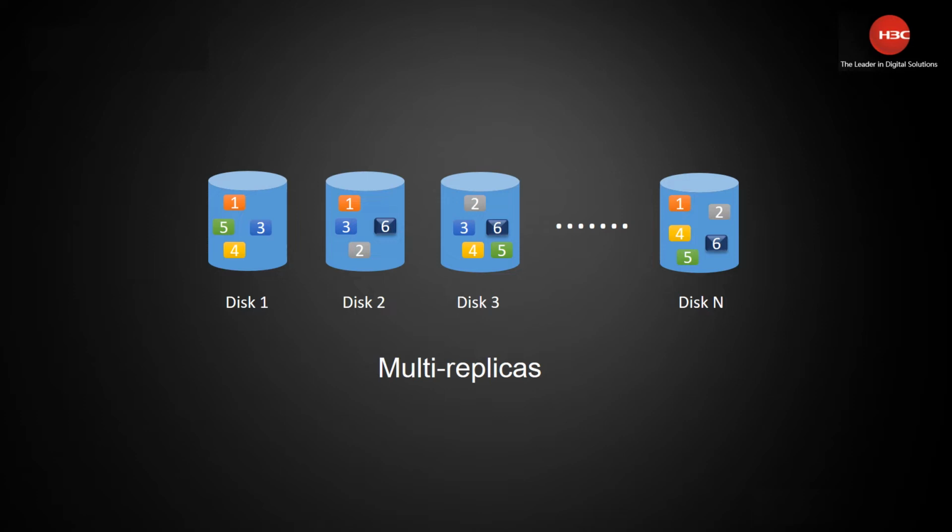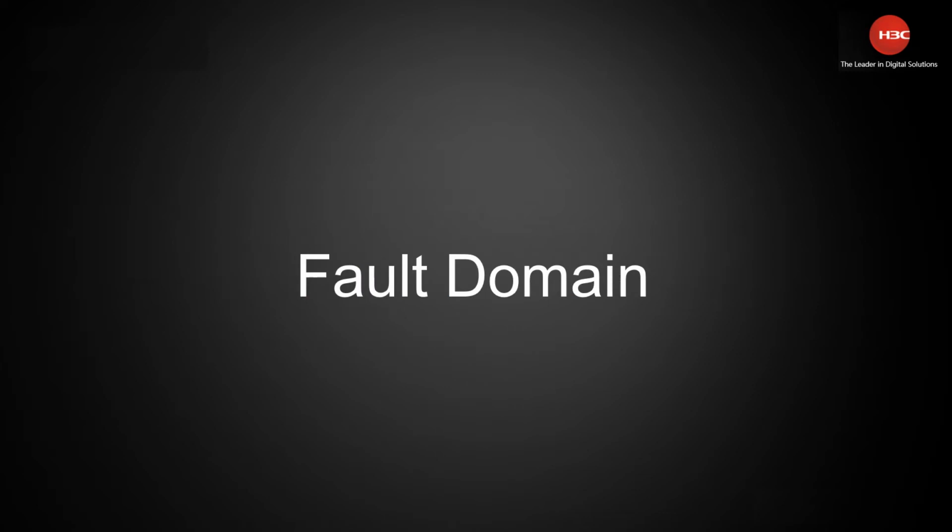Speaking of this, you may have questioned: if 3 replicas of my data are stored on the same server, and that server fails, then all replicas of my data will be lost at the same time. So, in this case, how to ensure data security? To answer this question, it is necessary to understand the concept of fault domain in ONEStor distributed storage.